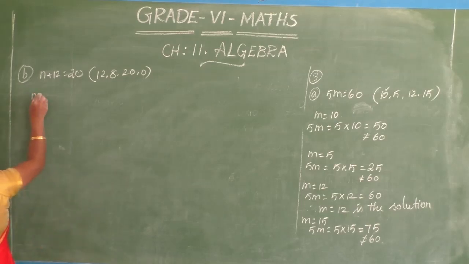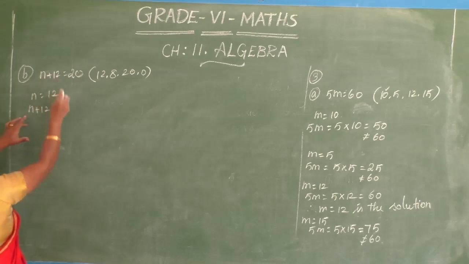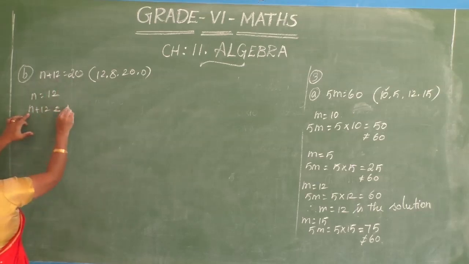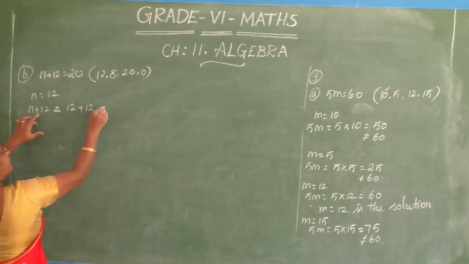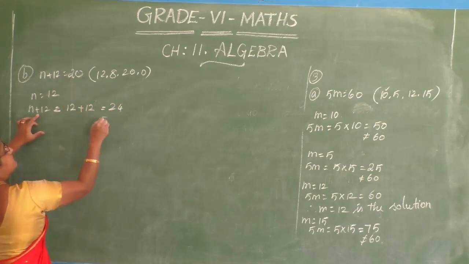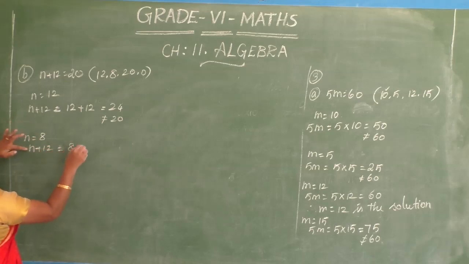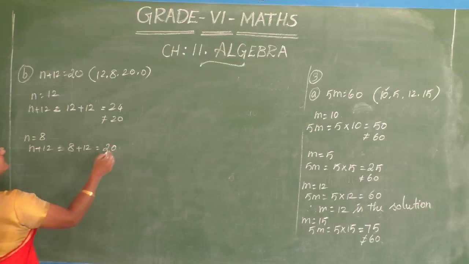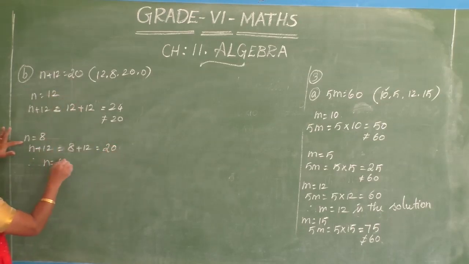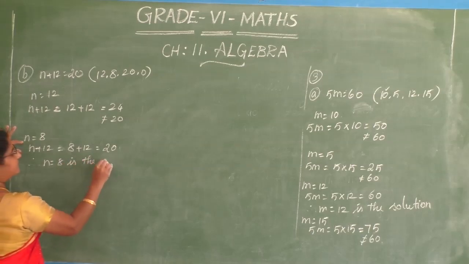So n equal to 12. n plus 12, instead of n we substitute 12 plus 12. How much? 24. Is it equal? No, not equal to 20. So we will go to the next number, 8. n equal to 8. n plus 12, instead of n, 8 plus 12. How much? 20. This is equal to 20. Therefore, n equal to 8 is the solution.